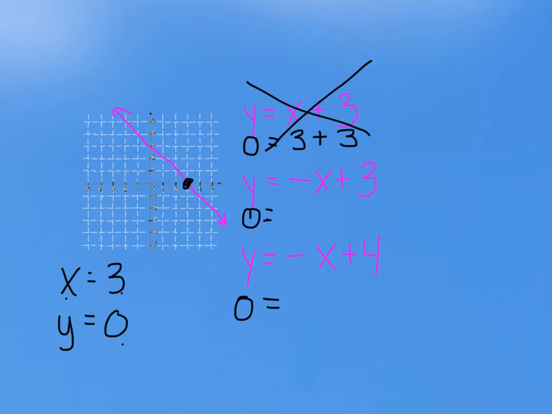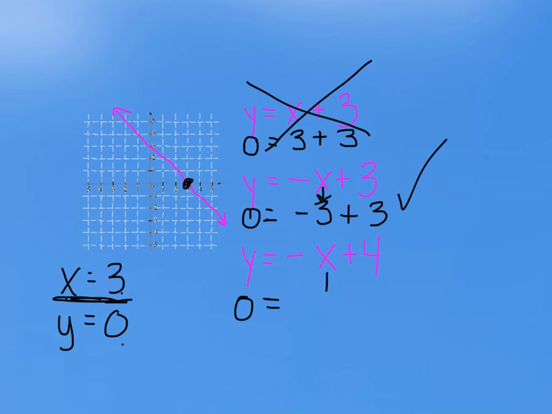Next up, we've got negative x plus 3. Now we know x is going to be replaced with a 3, so this would actually become negative 3, because that x becomes 3. So 0 equals negative 3 plus 3. That's correct. That works. So now let's try this one last equation, and then we'll see what happens.